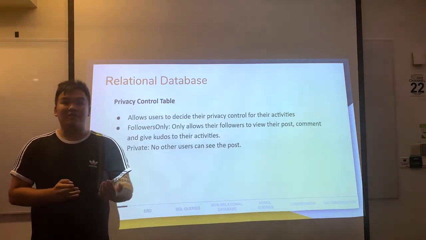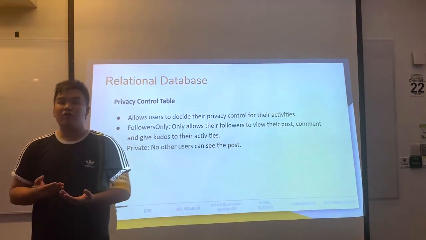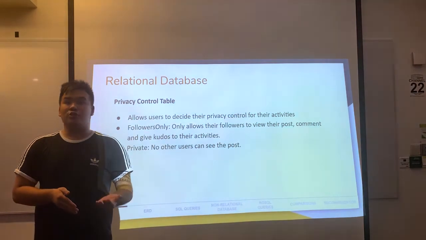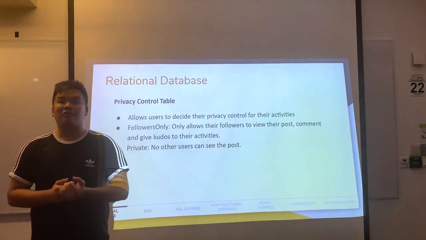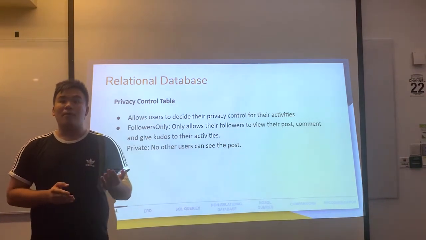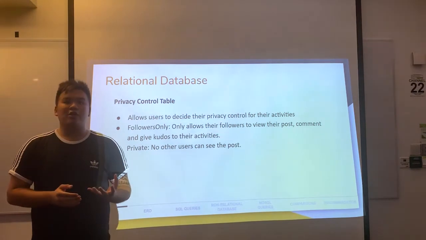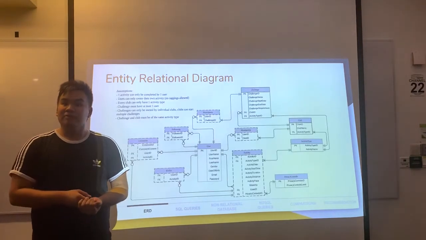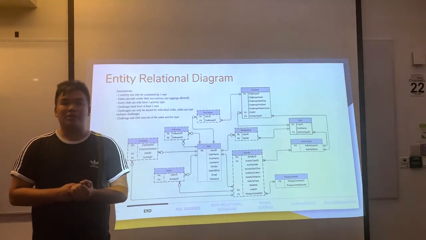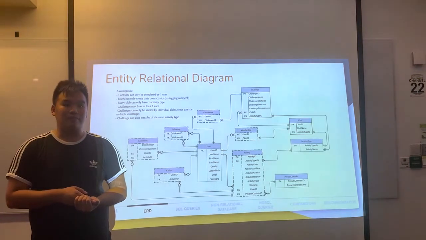Lastly, we added a privacy control table where users are allowed to decide the privacy control for their accounts. Users can choose between followers only, where they only allow the followers to view their posts, comment, and give kudos to their activities, or private only, so that no other users will be able to see their posts other than themselves. After all the changes made to the initial database, this is our final entity relational diagram.